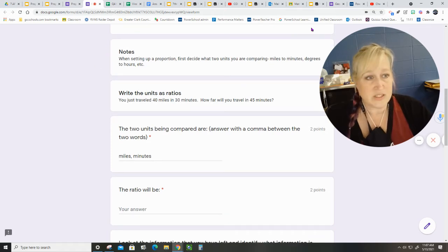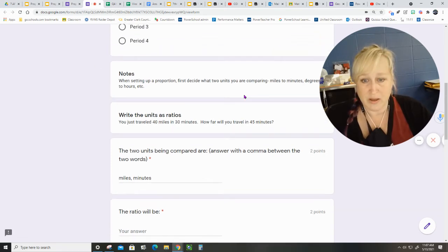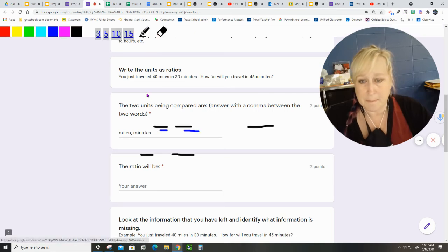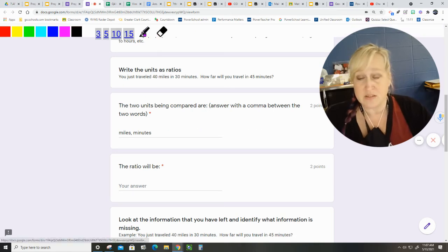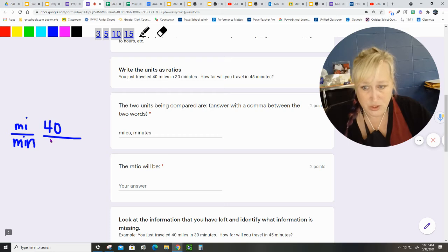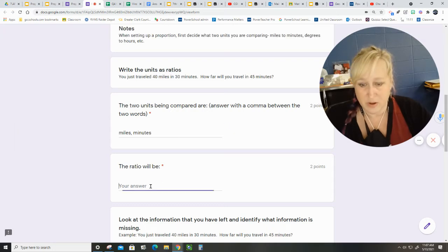And then we need to figure out what the ratio will be. The ratio would be set up by putting miles over minutes. So let's see what that looks like. 40, because that's miles, over minutes. So 40 over 30. All right, so we will type that in there as well. 40 over 30.